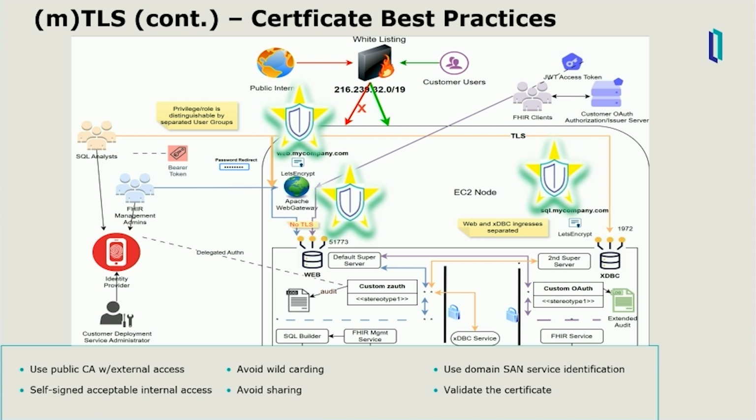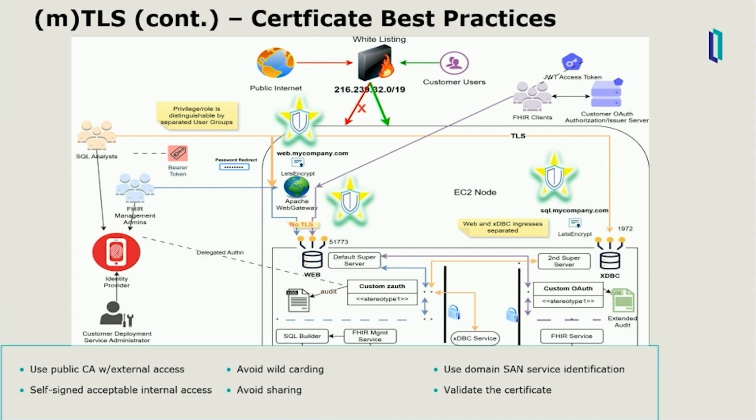We'll notice web and SQL mycompany.com with the domains and the certificates, versus my company or my node, as well as no sharing or wildcarding. These distinct certificate endpoints assure the client is talking to the right service endpoint. They're not talking to the node. This prevents masquerading services, etc.